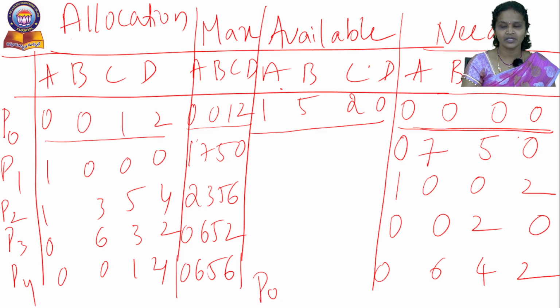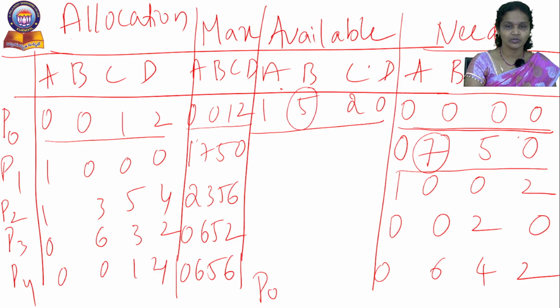Similarly, we can check whether any other process can start the safe state sequence or not. If we check for process P1, here 0 is less than 1, but 7 is greater than 5. As it requires 7 instances of B, but currently there are only 5 instances of B, process P1 cannot start its execution. So definitely P1 cannot be taken for the safe state sequence.